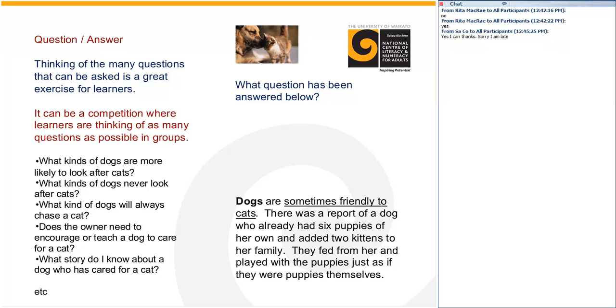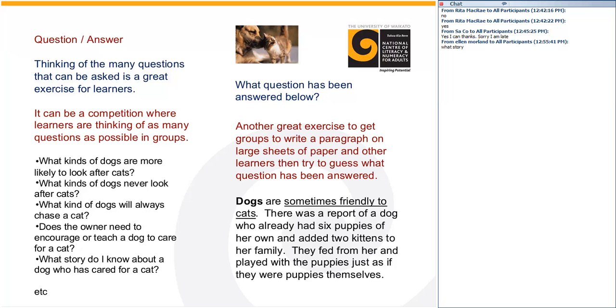Very good. Having the idea that probably the typing, there's a delay coming through cyberspace, but you'll see there that, very good. Thank you very much, Alan. You're correct. Okay. So what story do I know about a dog who has cared for a cat? There's the answer, and look at that nicely focused paragraph.